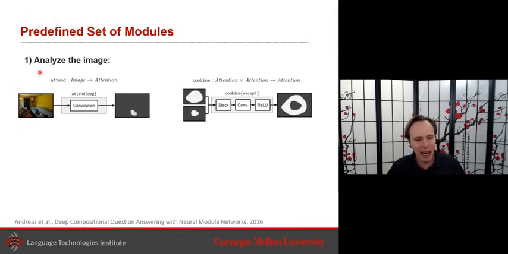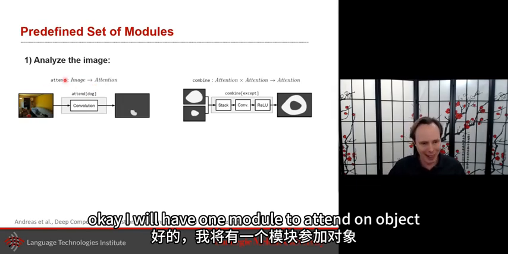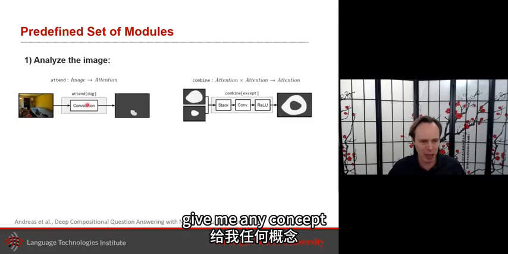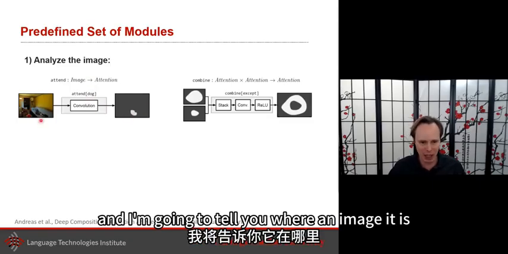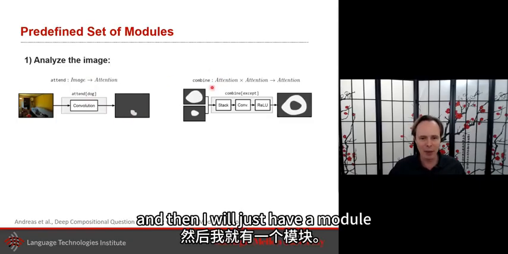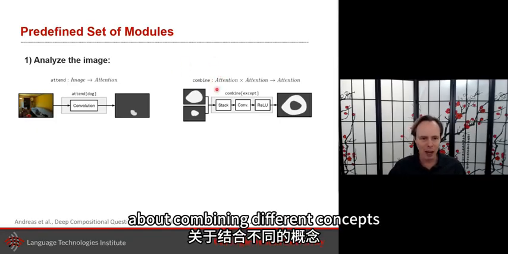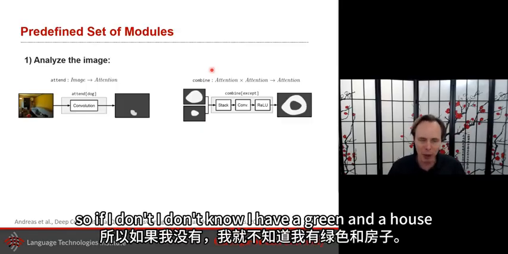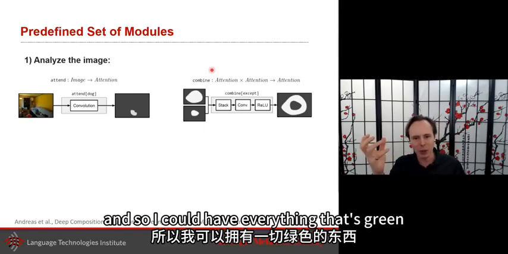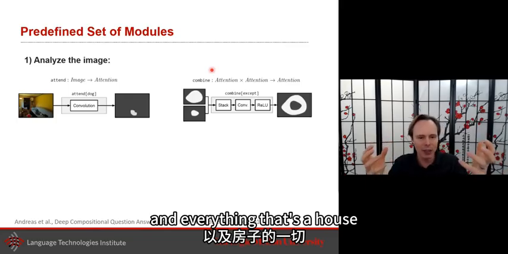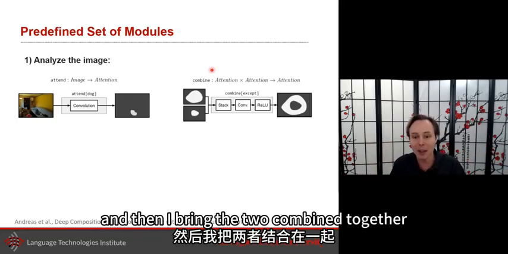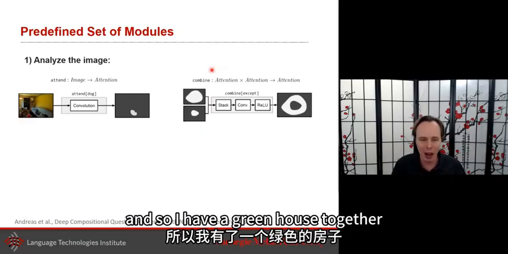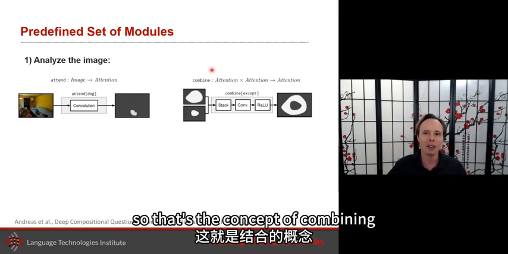They decided: I will have one module to attend to an object. Give me any concept, and I'm going to tell you where in the image it is. And then I will have a module for combining different concepts. So if I have a green and a house, I could have everything that's green and everything that's a house, and then I bring the two together. And so I have a greenhouse. So that's the concept of combining.